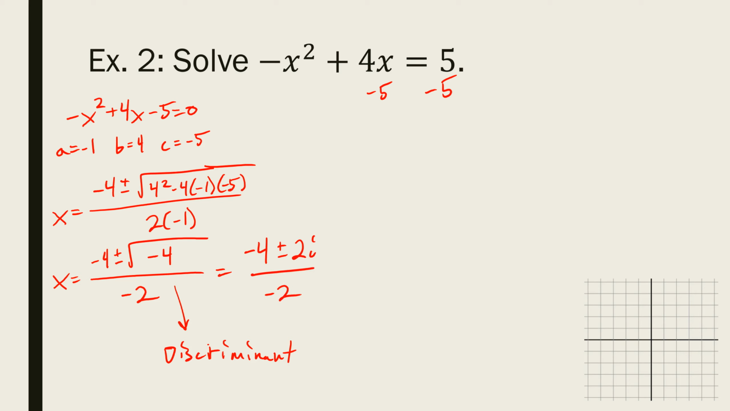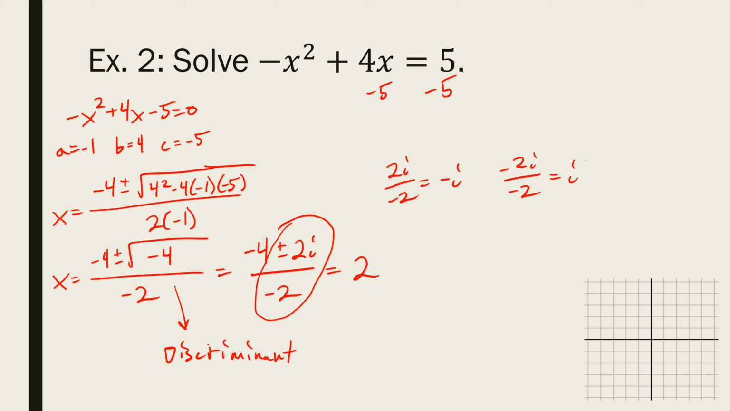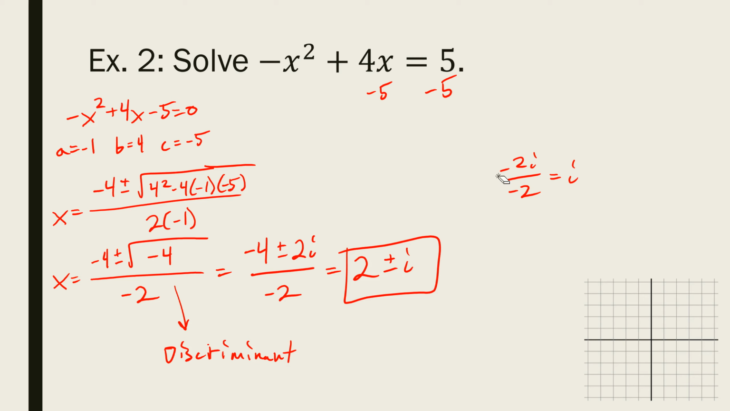Now I can simplify some things here. If I distribute my division, negative 4 divided by negative 2 is just 2. And plus or minus 2i divided by negative 2. Let's see what would happen there. 2i divided by negative 2 is just negative i. If I have negative 2i divided by negative 2, that'd be positive i. So anyway, the point is I have plus or minus i. And these are my solutions. I don't know how to simplify this anymore because i and 2 are not like terms.